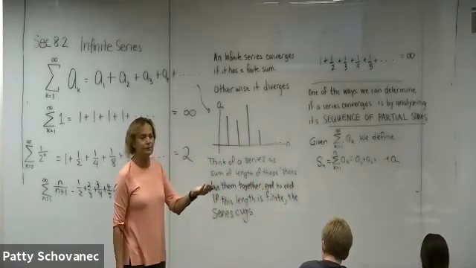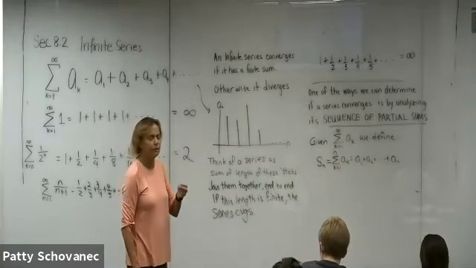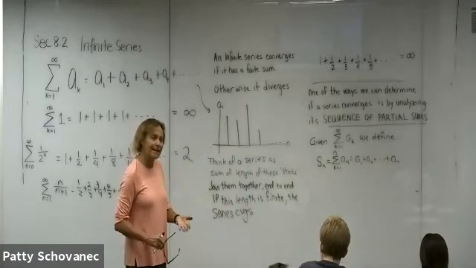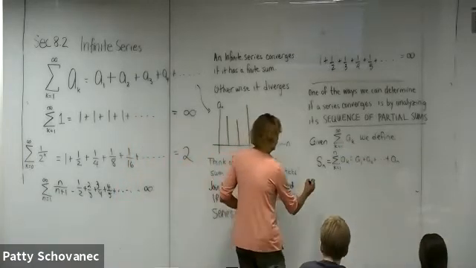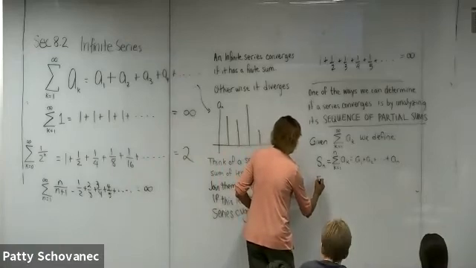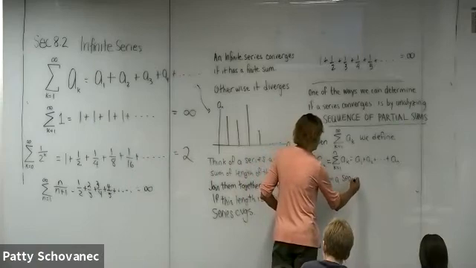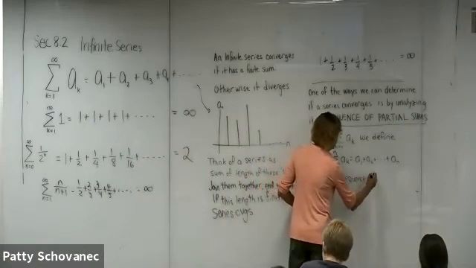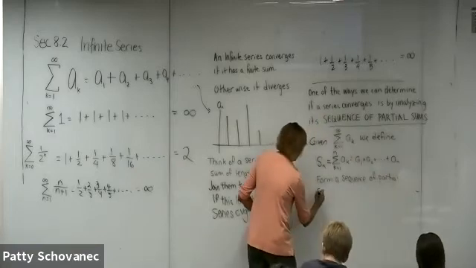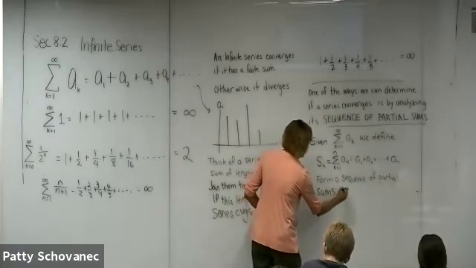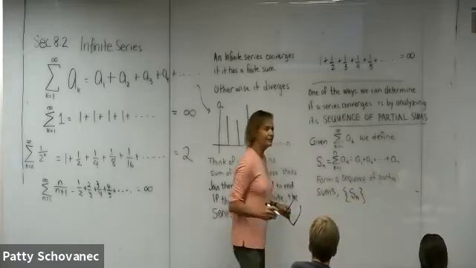We find the sum of the first term, the sum of the first 2 terms, the first 3 terms, the first 4 terms, and we form a sequence of partial sums. Now we can put that general formula in brackets, and we have a sequence.